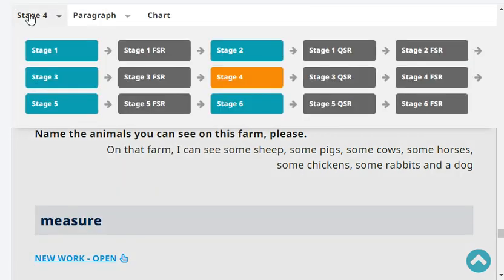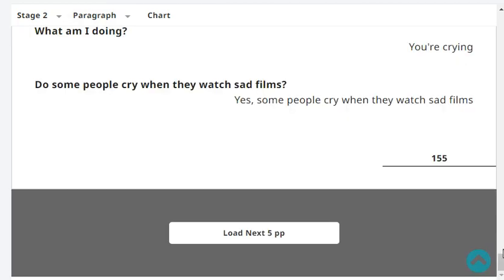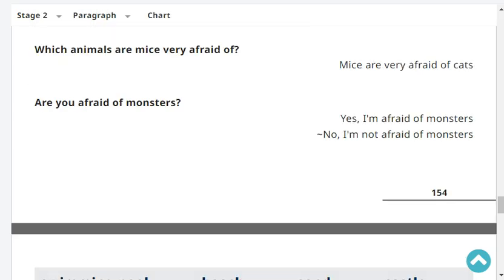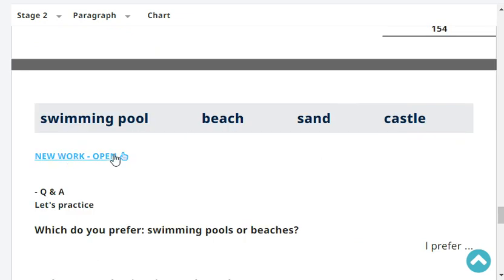Our reading is at stage 2, page 154. And our last head word was monster. Okay, so let's start at page 155. Swimming pool.